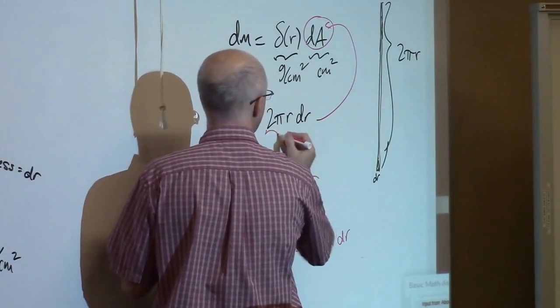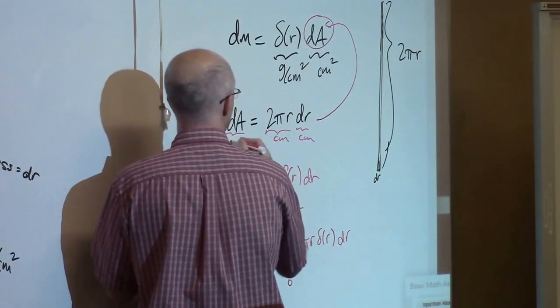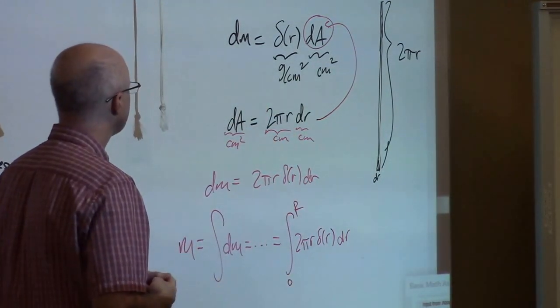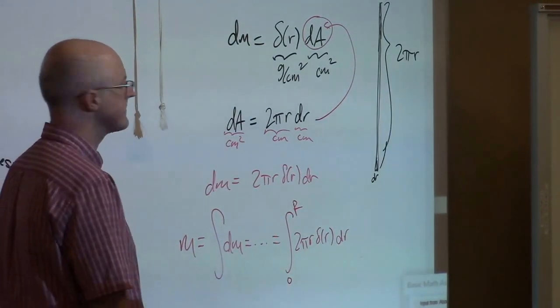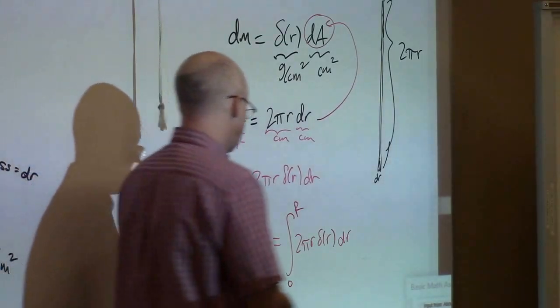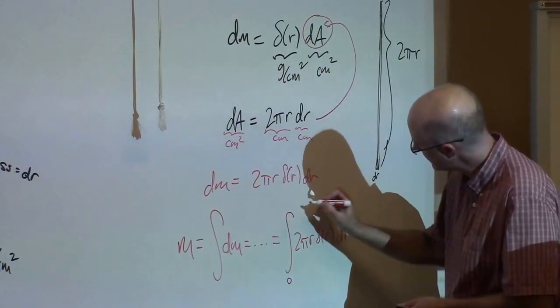This quantity right here is in centimeters, making this in square centimeters. Then you multiply it by delta of r, you get something in grams. It's a capital R here, by the way, if you can't quite tell. Capital R.